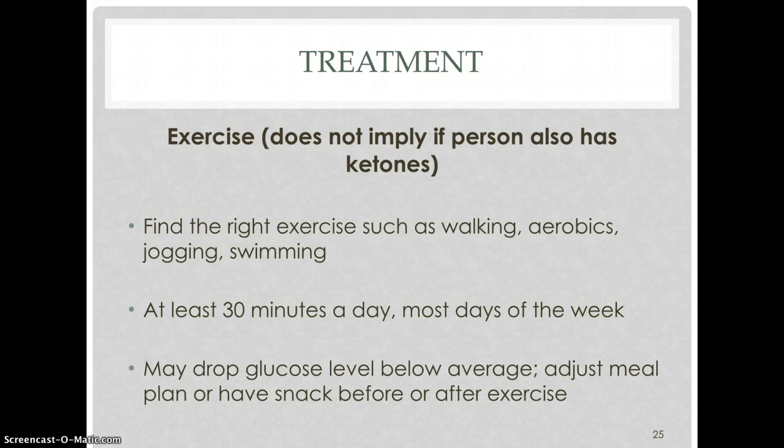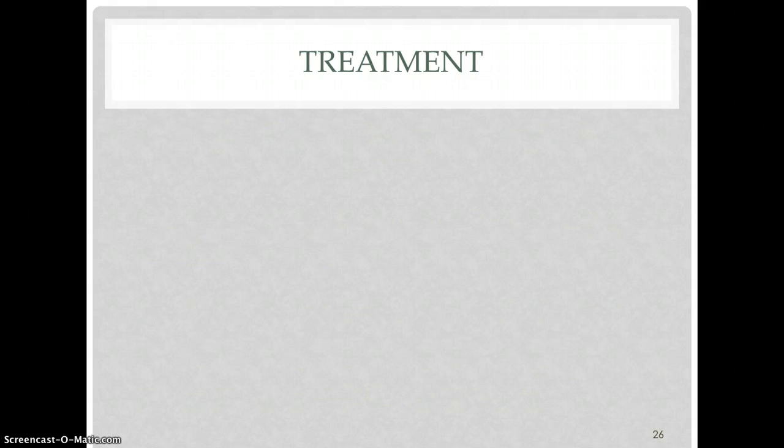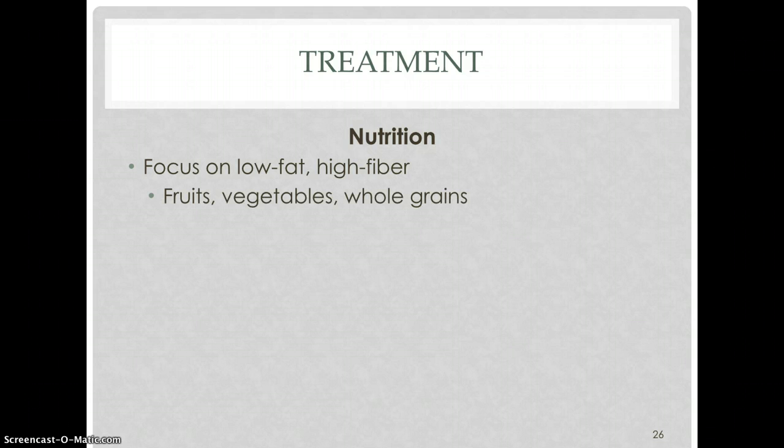Now, exercising may drop the glucose level below average. So a person may have an adjusted meal, or they may have a snack before or after the exercise to raise that sugar level. Nutrition. The person may want to focus on high fiber, low fat, which is in fruits, vegetables, whole grains, and refined carbohydrates.